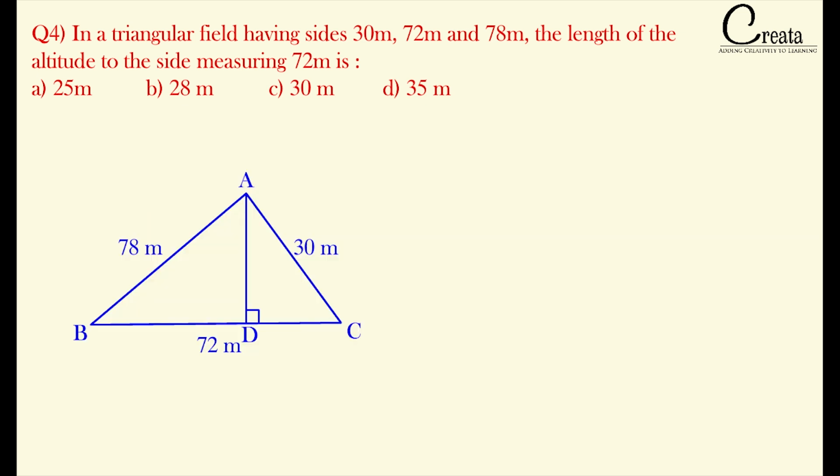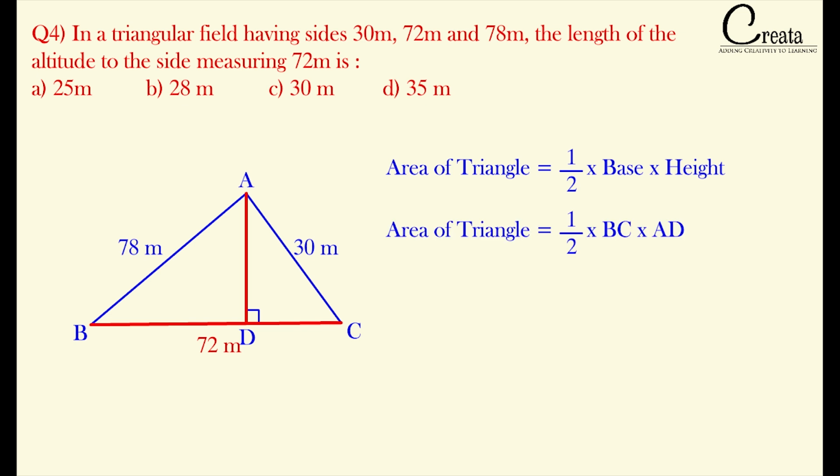So how to approach this question? If somehow we are able to find the area of this triangle, then we can apply the formula, that is, area of the triangle is equal to half into base into height. Here this side BC will be the base of this triangle and this will be the height of this triangle. So once we know the area of this triangle, we can apply this formula to calculate the altitude AD. So this is the approach we will use.